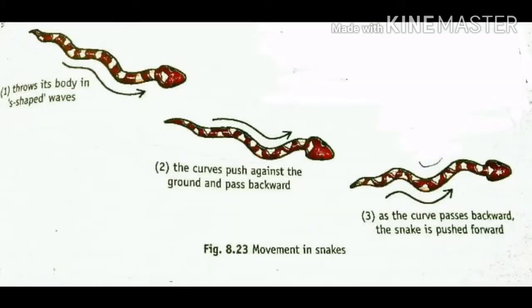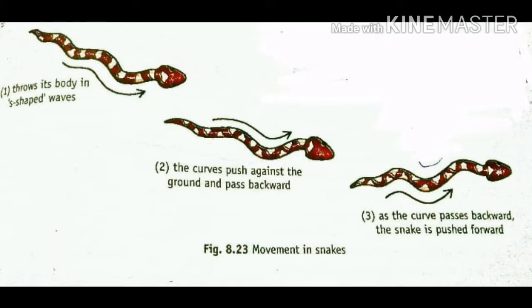Next one, movement in snake. Snakes do not have limbs. Limbs mean legs, arms or wings. They move by crawling on their bellies. They have scales which cover their body. The scales help them to crawl.